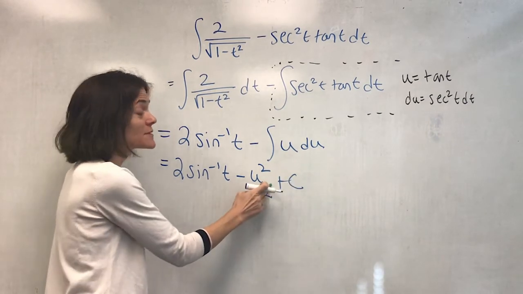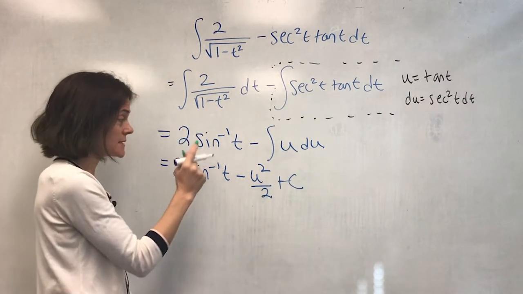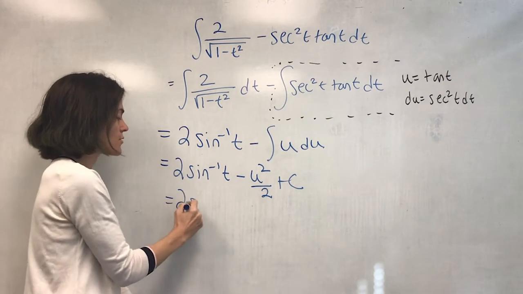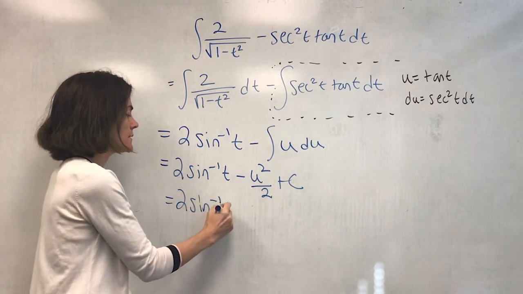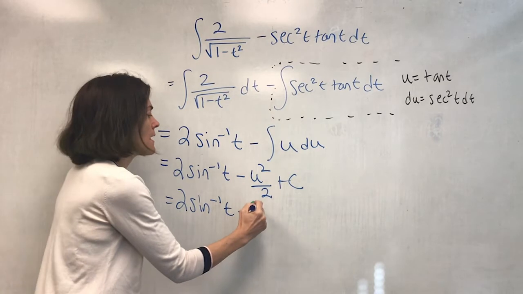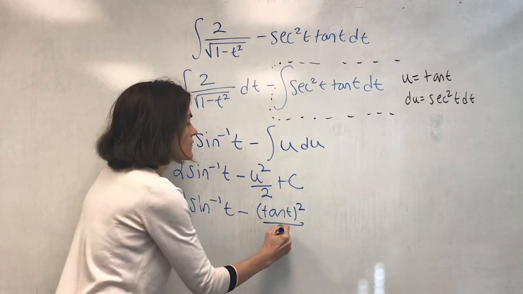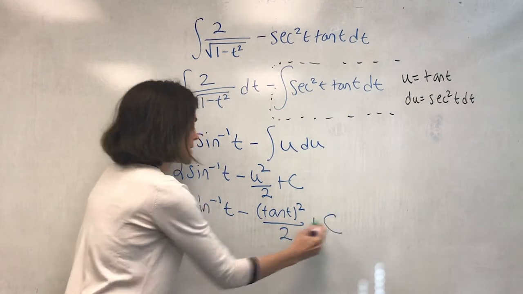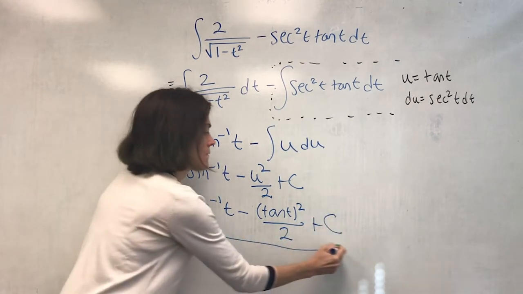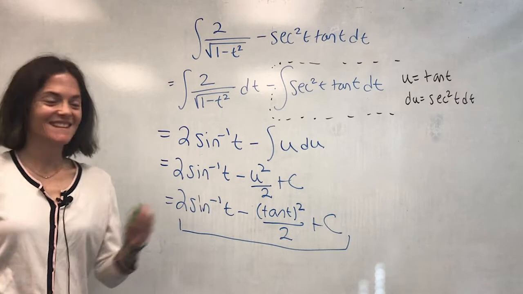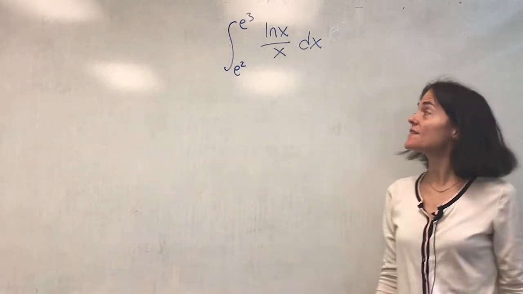And then our final step here, we must go back to t, our original variable. Sine inverse of t minus, this will be the tangent of t squared over 2 plus c. This is another definite integral.